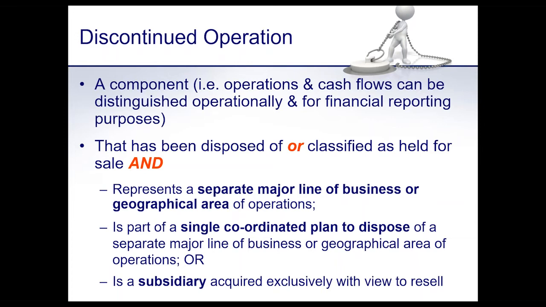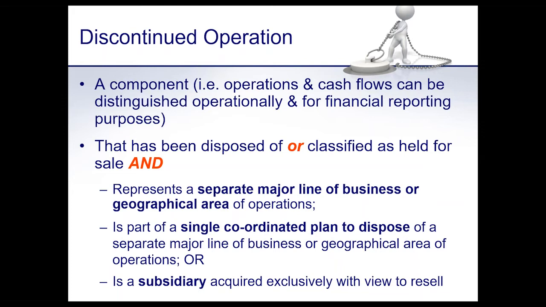So maybe I saw an opportunity to make some money, to make a quick profit. So I bought a business, but I intend on disposing of it straight away. The minute I've got any of those, I meet the criteria that we've got here, then basically I have a discontinued operation on my hands. And if you've got a discontinued operation on your hands, we're certainly within the scope of this particular standard. Now, those are all the things that are within the scope of IFRS 5.